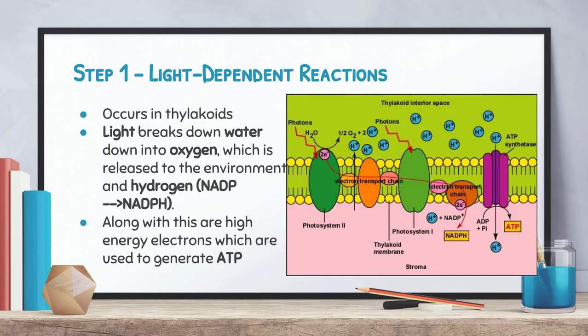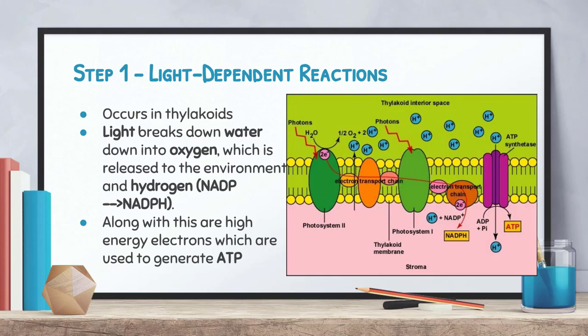Light occurs in the thylakoids. The light breaks down water into oxygen, and that is released to the environment. And hydrogen is actually utilized to transform NADP, which is a hydrogen-carrying molecule, into NADPH. Okay, now that's going to be very important. That molecule is going to carry some hydrogen and utilize it a little bit later. Now, along with this, we create a bunch of high energy electrons, which are then used to actually generate some ATP.